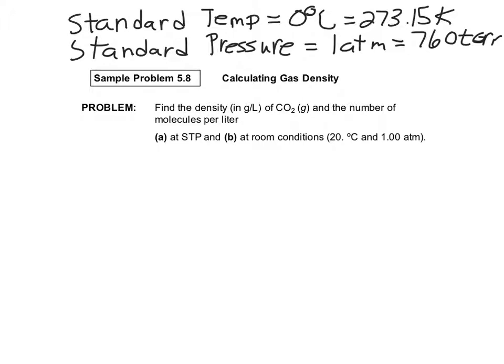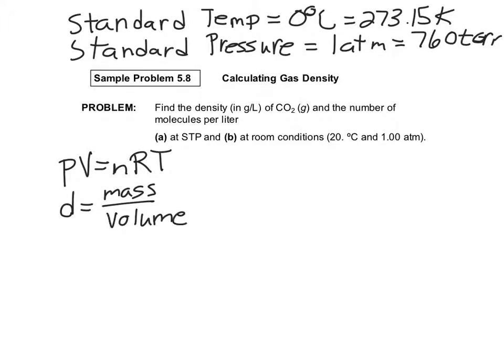So they want us to find the density in grams per liter and the number of molecules per liter for CO2 at standard temperature and pressure. All right, so remember, PV equals nRT. That's an equation we have, right? And density, remember, density is equal to mass over volume. So those are the two equations that I have available to use for these types of problems. So how am I going to get this?